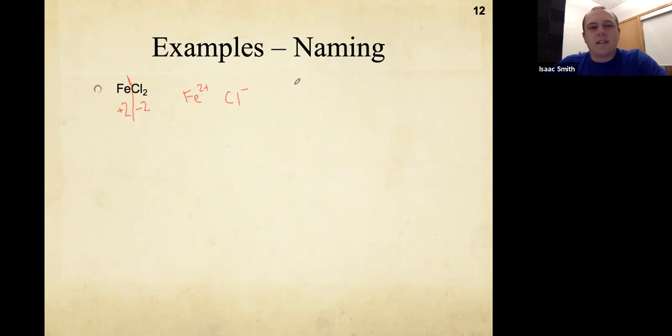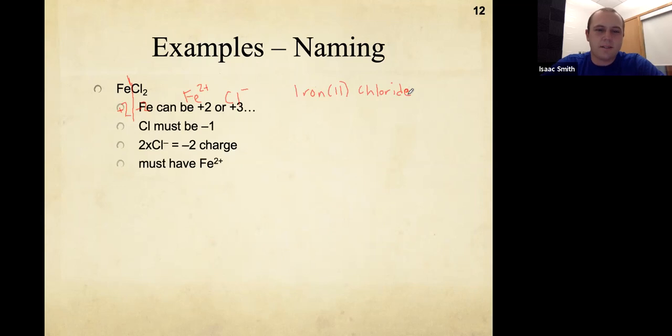So we figured out that it's 2 plus, so now we can write out the name, iron 2 chloride, is what we would get. All right. Working through it here. There it is. All right, let's try this one. Chromium oxide.